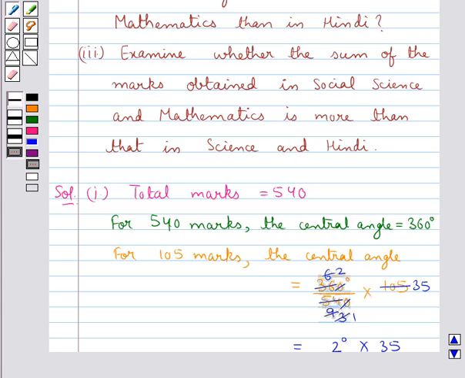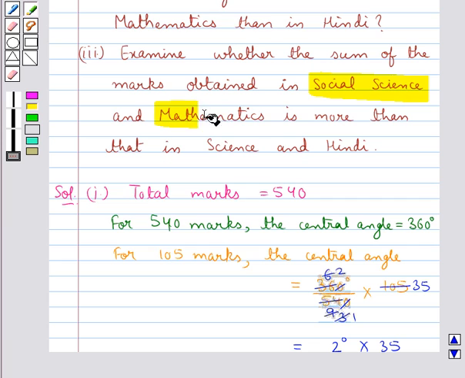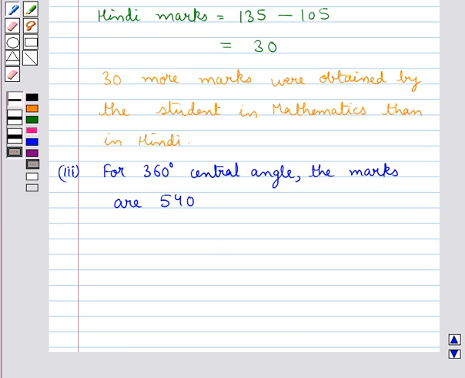Let's see the third part of the question, which says, examine whether the sum of the marks obtained in social science and mathematics is more than that in science and Hindi. For this, we need to find out the marks obtained by the student in social science, mathematics, science and Hindi. We already have found out the marks obtained by the student in mathematics and Hindi in the second part of the question. Now we shall find the marks obtained in social science and science. We already know that for 360 degree central angle, the marks are 540.